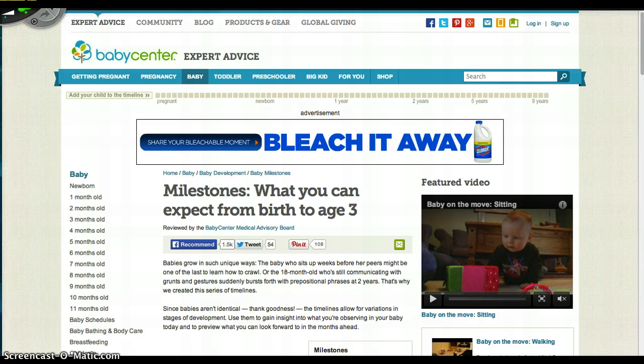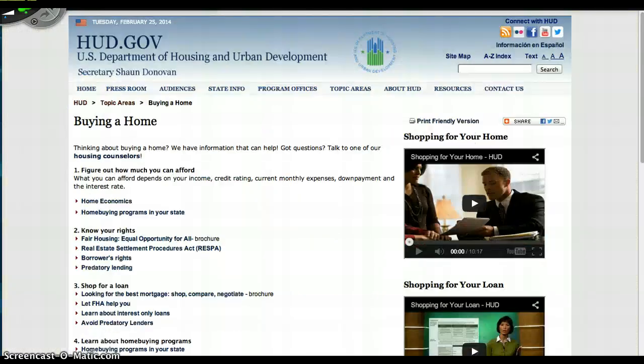Okay, now the last one that we're going to look at and talk about is a time sequence. Time sequence is where you have a process that you need someone to go through. A good example of this one is buying a house. This is the U.S. Department of Housing and Urban Development. As we look here, the main topic on this site is buying a home. Then under buying a home, we have a very logical structure: step 1, and then step 2, and then step 3.